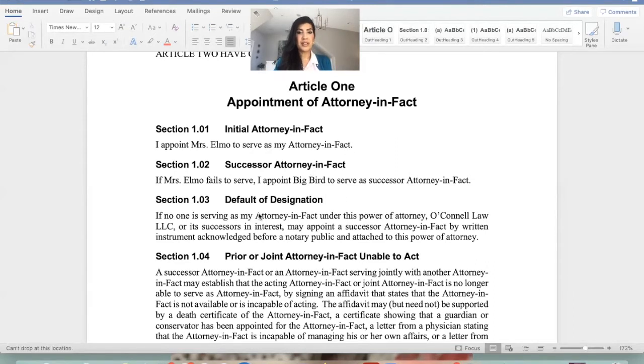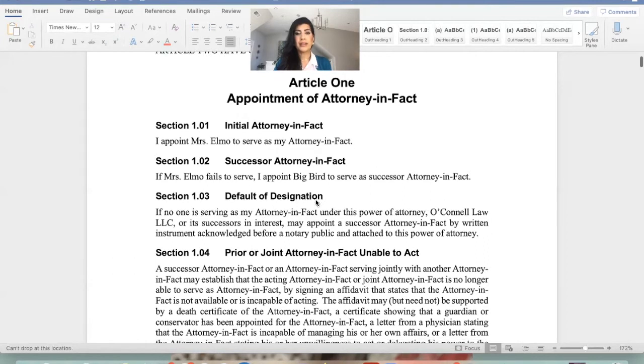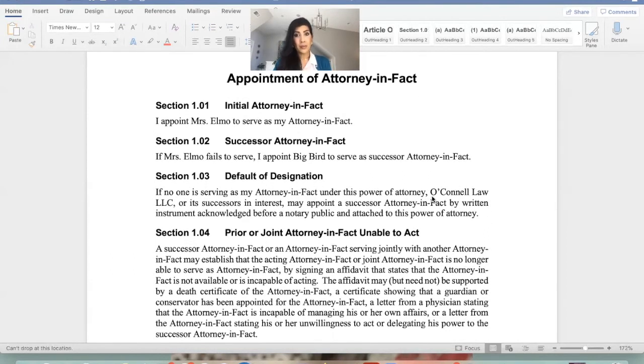There is something called the default designation. If all the people you have named are unavailable, so they've either passed away, are sick themselves, or just don't want to do the job, then that is when our successor in interest is able to put someone in that position. This prevents the court from stepping in and deciding who should be put in to take care of you and your stuff. This is, again, another level of protection. So we do not become your power of attorney. We are able to put someone into this role.